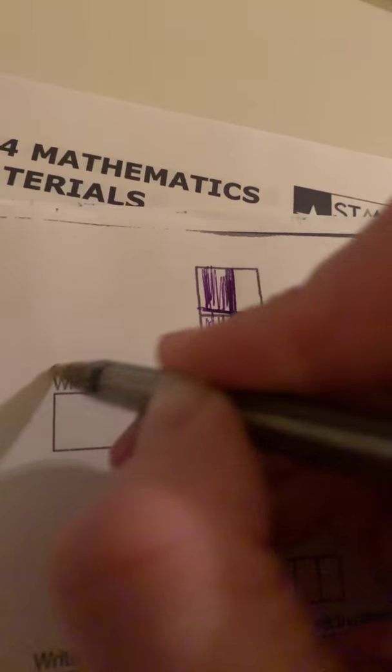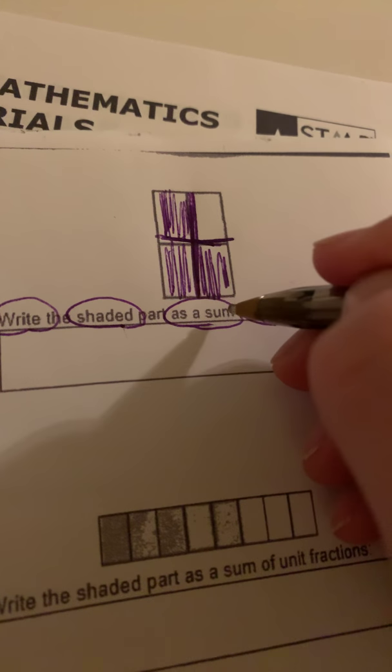All right, this next one says write the shaded part as a sum of units. Well, go figure, you can't see it, so let's shade in 3 of these. All right, they want me to write shaded as sum of units. What is a sum? This is the answer to addition.